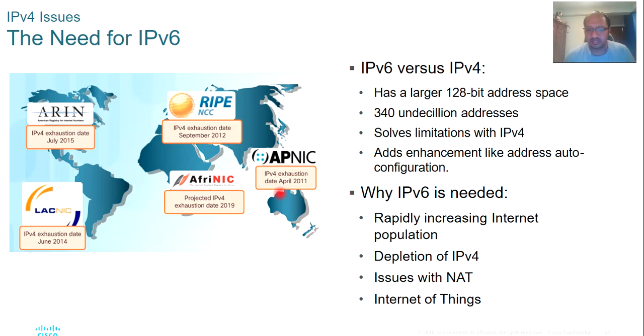But how does IP version 6 solve this problem? This is the big question. Actually in IP version 6 there is no technology like NATing, because IP version 6 has a very large address space, so we don't need NATing there.